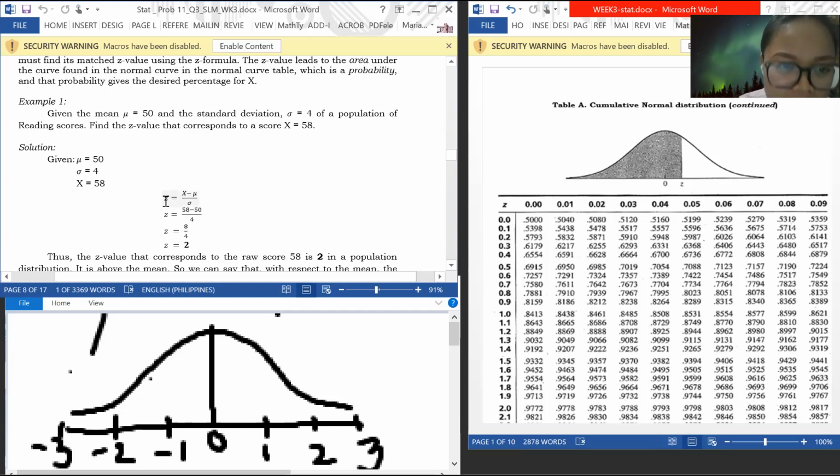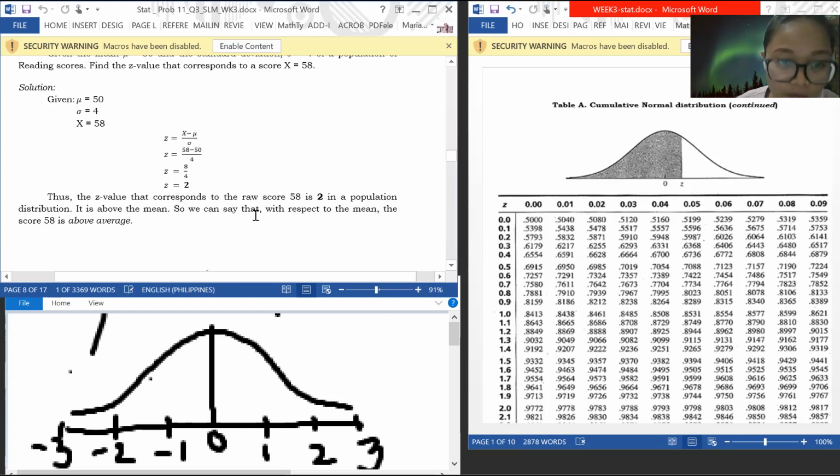So formula, z equals x minus the mean, over the standard deviation. So ang x nimo, given naman. So sayon ra, 58 minus 50, substitute ra. 58 minus 50 is 8, divided by 4, so 2. The answer is 2. Dali ra no.